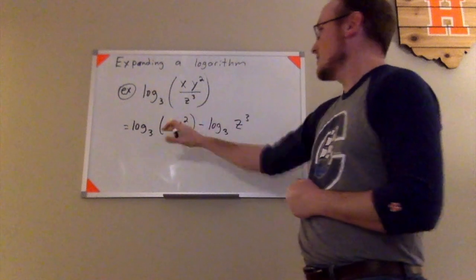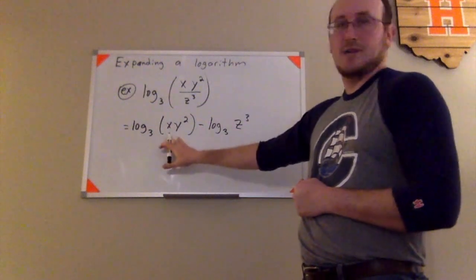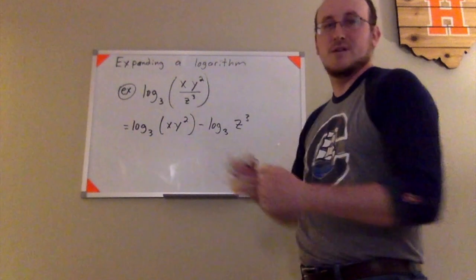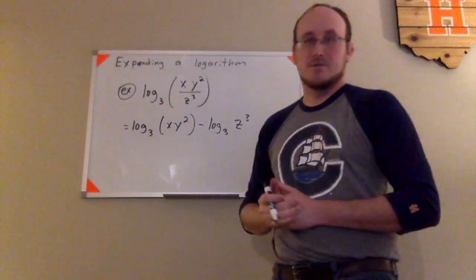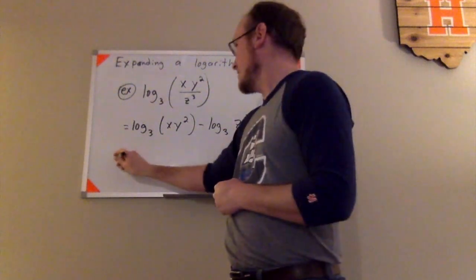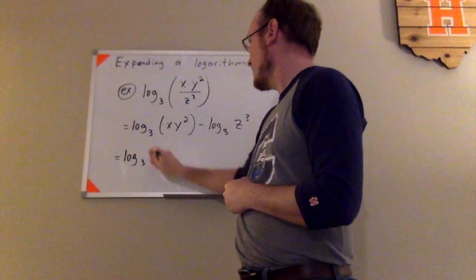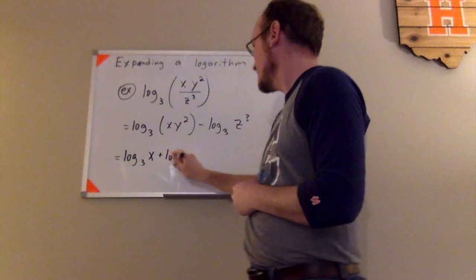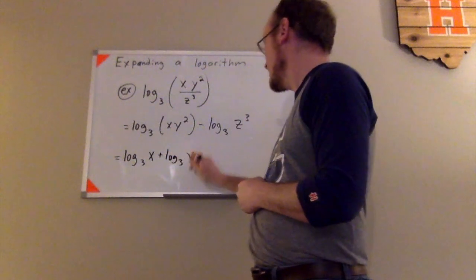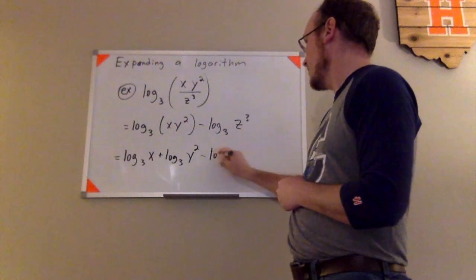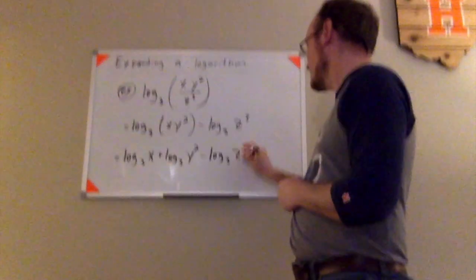Now I look at each of those logarithms, and this first one in particular I still see as a logarithm of a product. So I'm going to use my product property to expand that into the sum of two logarithms. So that would become log base 3 of x plus log base 3 of y squared. And then, of course, bring down this log base 3 of z cubed.